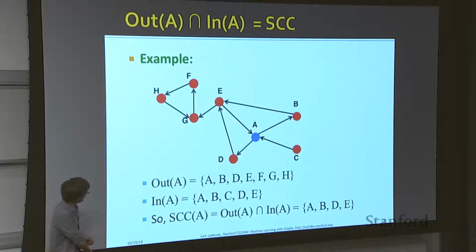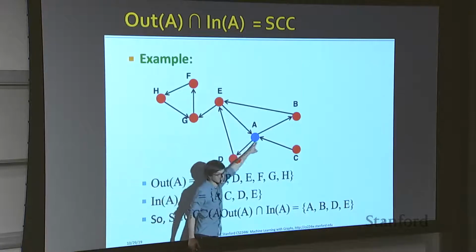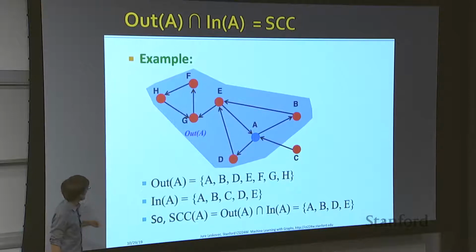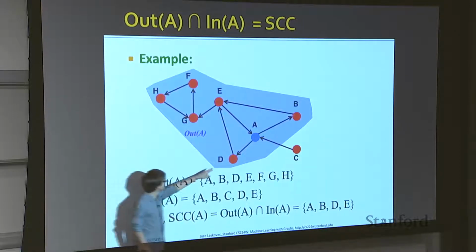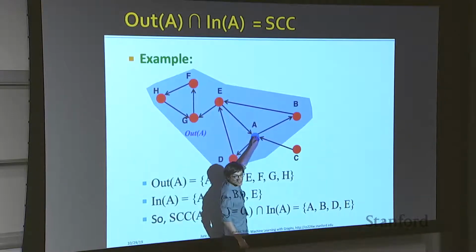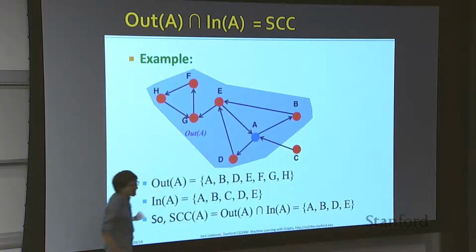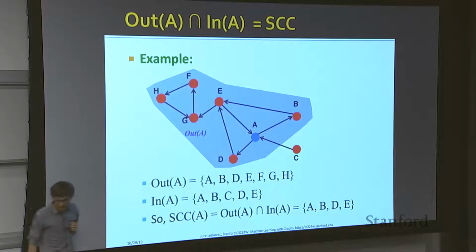So maybe I show you this on this example. Here's my graph, here's the node of interest. I will first do the outward breadth first search, and I identify the out component. So these are all the nodes that we can reach, right? If I start here, to traverse the edge directions, these are all the nodes I can reach. So that's the out component of node A.